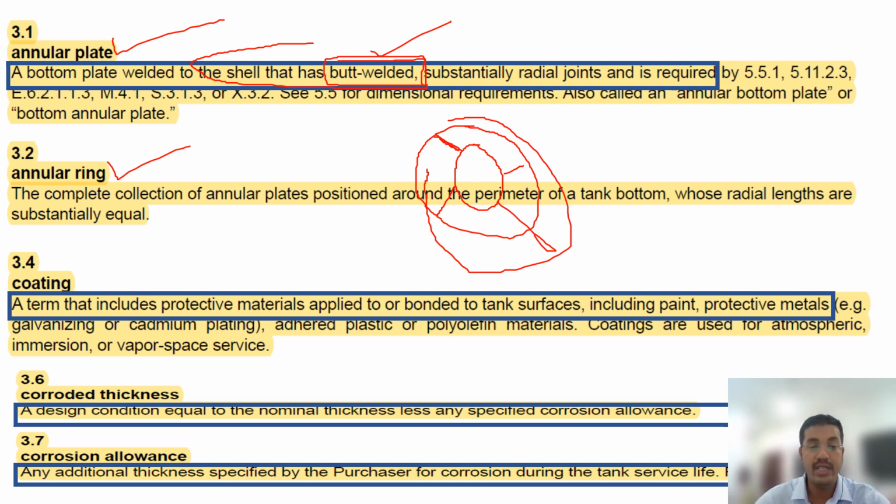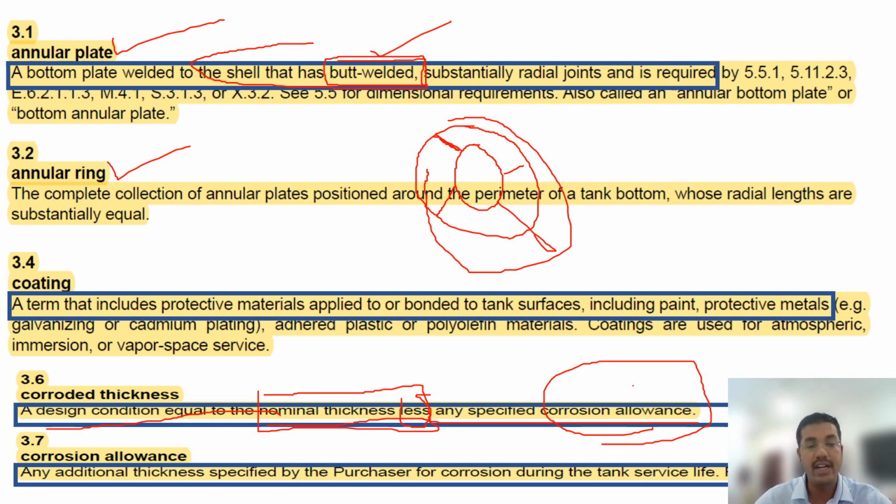You will find questions on corroded thickness, corrosion allowance, design thickness, ordered thickness. These are most important. I have explained in the next slide what corroded thickness is. Corroded thickness: a design condition equal to the nominal thickness less any specified corrosion allowance. Corrosion allowance is always added. So a design condition equal to the nominal thickness. How much nominal thickness?